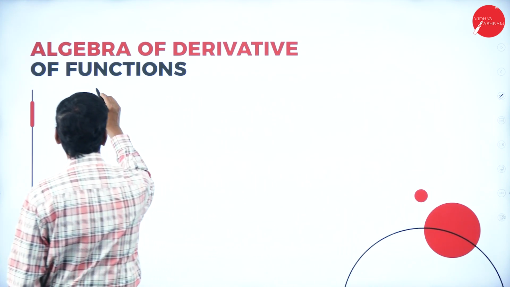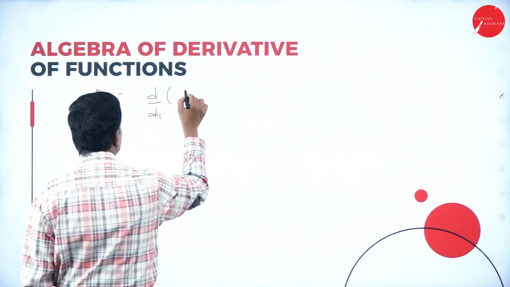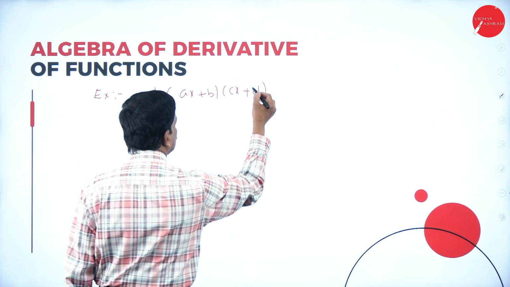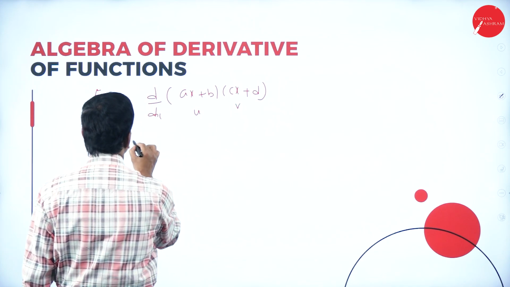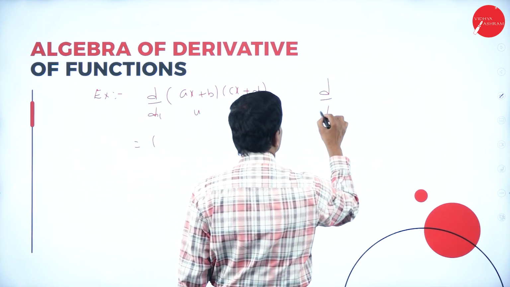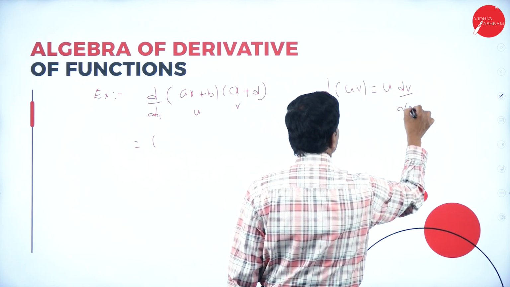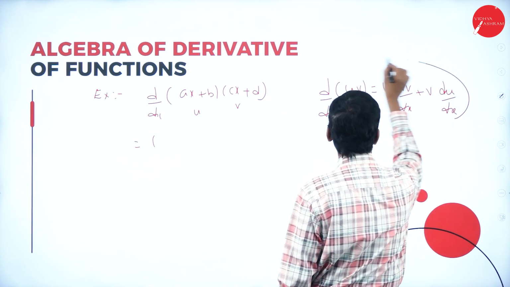Now, let us take an example. For example, d by dx of ax plus b into cx plus d. There are two functions. Let us call them u and v. First function u constant. What is the formula for d by dx of uv? d by dx of uv is u into dv by dx plus v into du by dx.